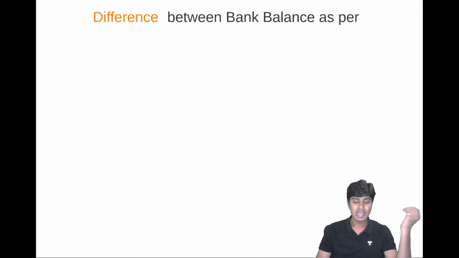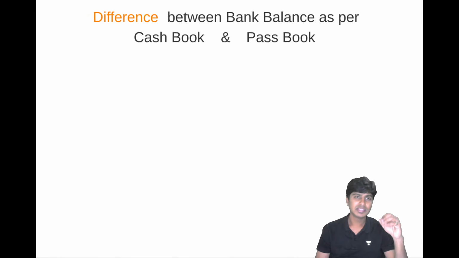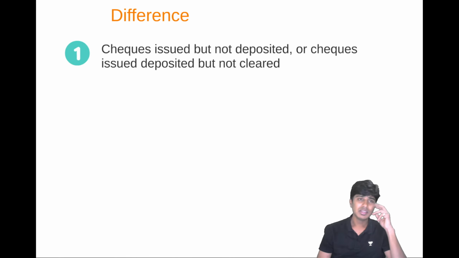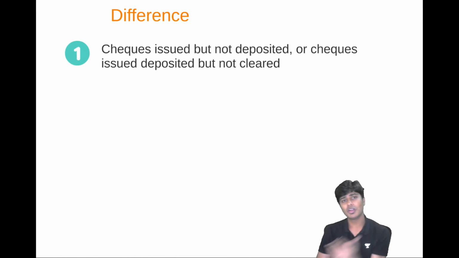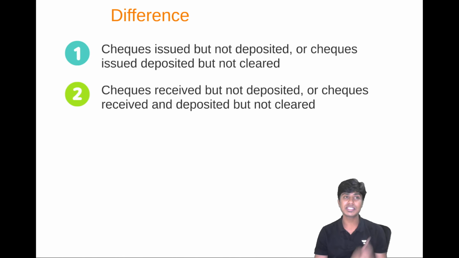When we spoke about differences, we analyzed the differences in detail, and I told you what can be the reasons for difference between balance as per passbook and cash book. The reasons can be the time period at which they are recorded. Number one, if the checks have been issued but not deposited, or checks have been issued and deposited but not cleared, this is a reason for difference. Or checks have been received but not deposited, or checks received have been deposited but not yet cleared. That was the second reason for difference.